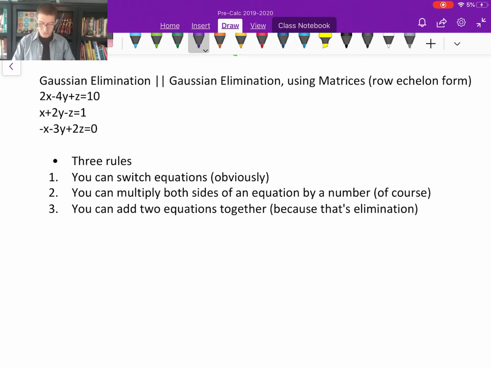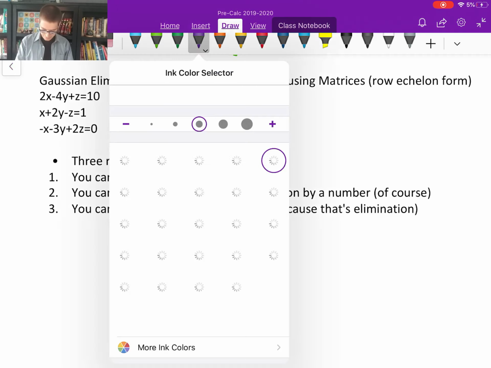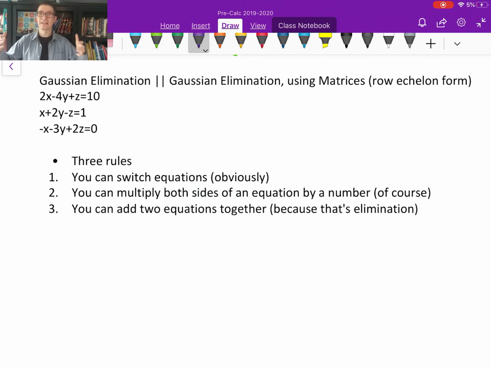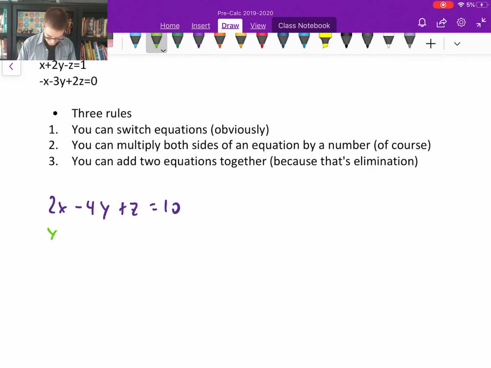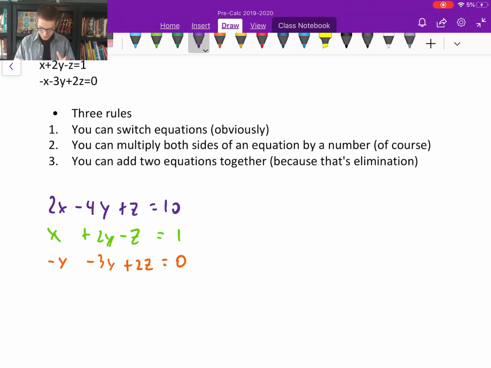Well, there's 3 rules we can use in order to solve a problem like this. There's 3 tools that we have that people generally accept, and these are things, again, they should be pretty obvious, I would think. Let's rewrite the equation down. We've got 2x minus 4y plus z equals 10. Then I'll choose green for the second one. Let's say x plus 2y minus z equals 1. And let's do orange for the last one. Negative x minus 3y plus 2z equals 0.